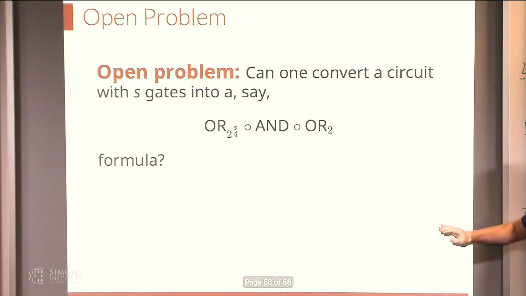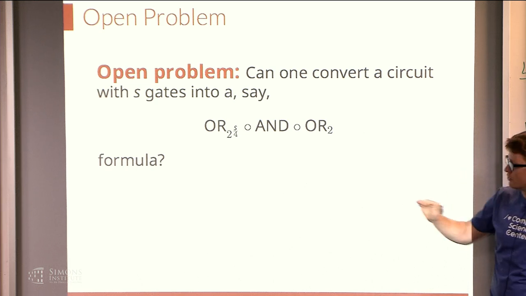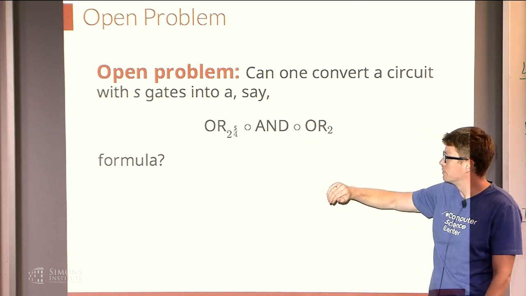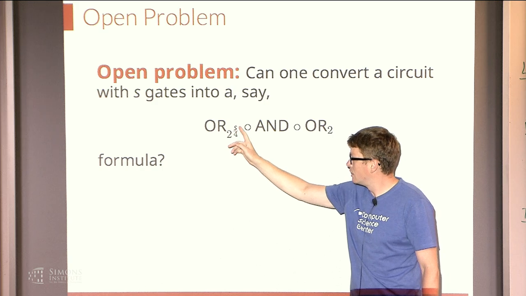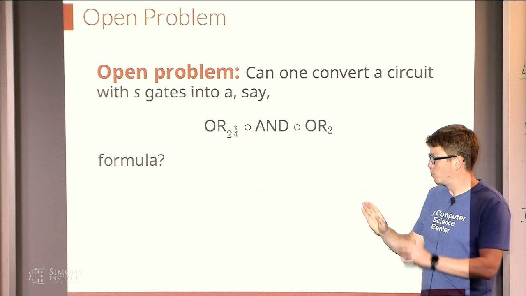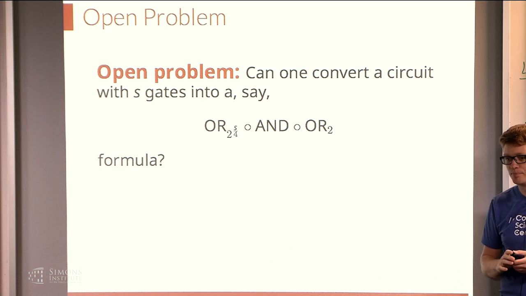Okay, and this is my last question. So, for example, it would be nice if we can prove that any circuit with S gates can be transformed into a depth 3 formula with these parameters. So it is 2 to the S over 4, 2 CNFs. So if we can do this, then just by plugging in the result by Paturi, Saks, and Zane, we get a lower bound 4n.